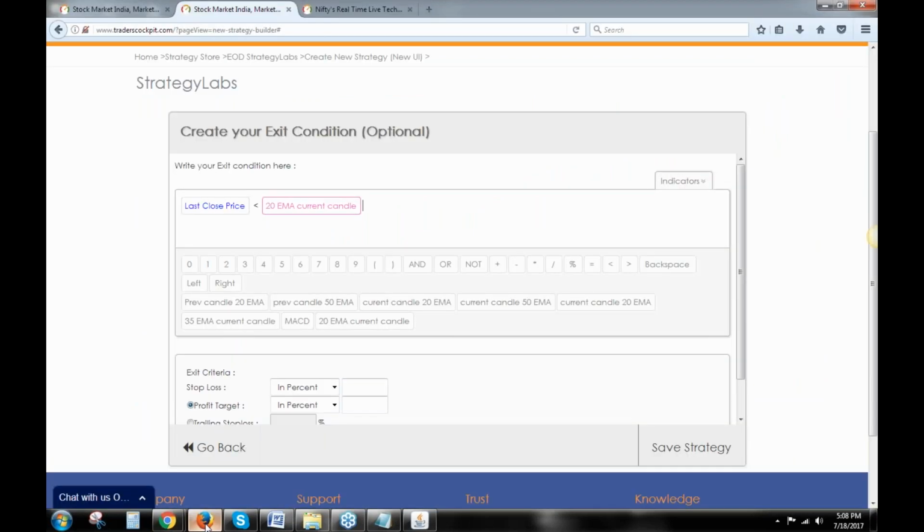So now coming to the strategy labs part. Here our entry rule was defined. Our exit rule is also defined. Then what we need to do is just save the strategy now.